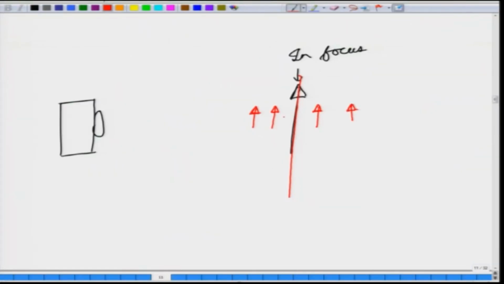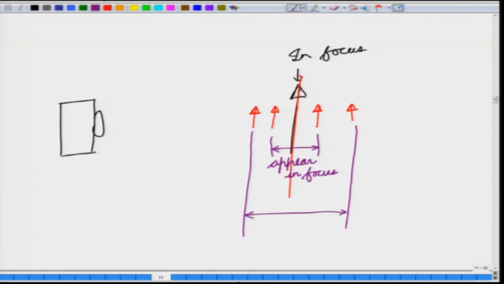So, if you have a camera that is set in a position such that these objects appear in focus, versus another camera that is set in a way that all of these appear in focus, then we will say that the depth of field in this case is greater than the depth of field in this case. So, depth of field is talking about how much leeway we have in which the objects are looking in focus.